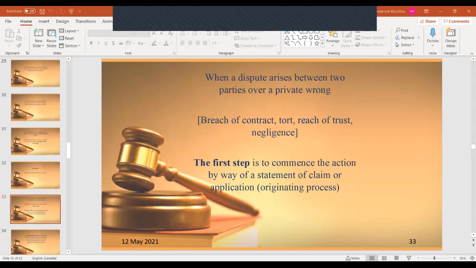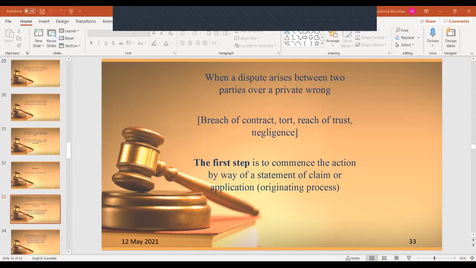All right. So in private law, when a dispute arises between two parties over what's called a private wrong, breach of contract, tort, breach of trust, or negligence, the first thing that happens is that somebody has to start a legal process. They start the process by what's called either a statement of claim or a notice of application. Both of those are called originating processes. So you go to court.